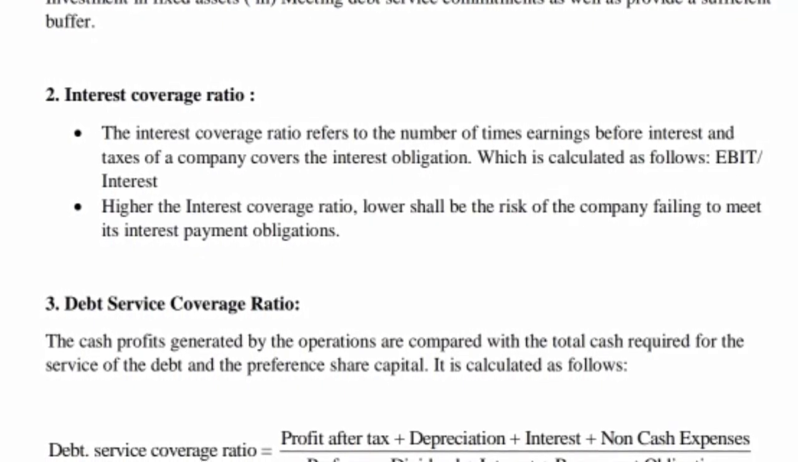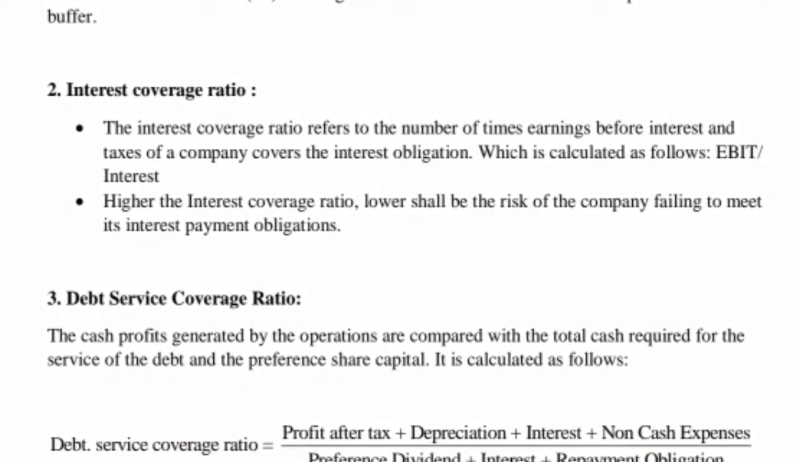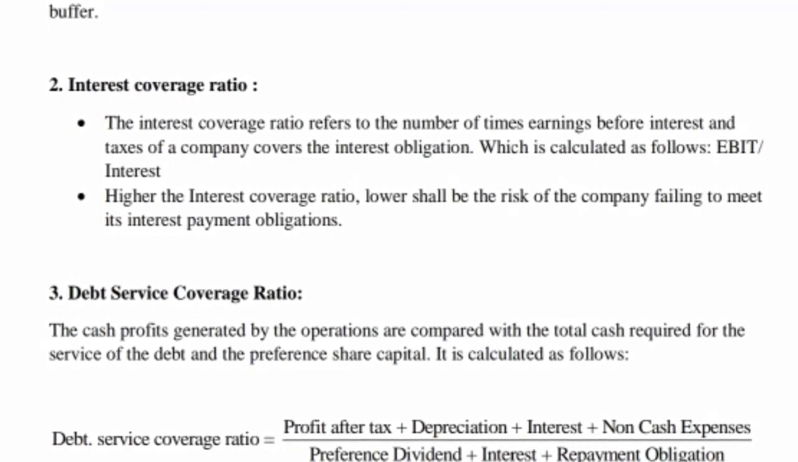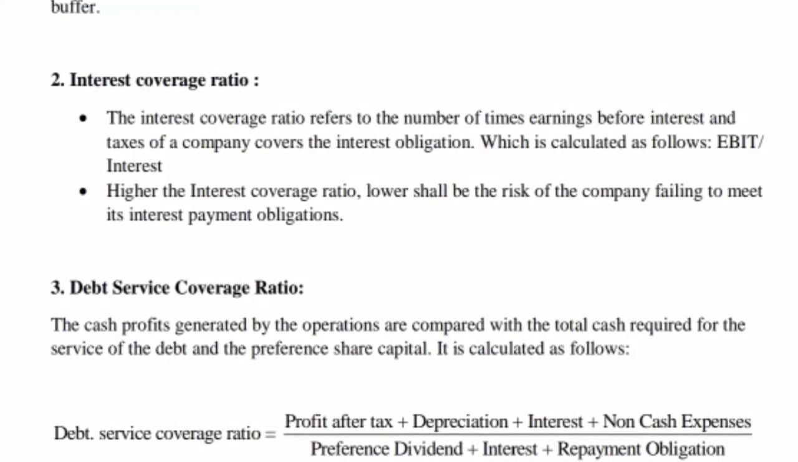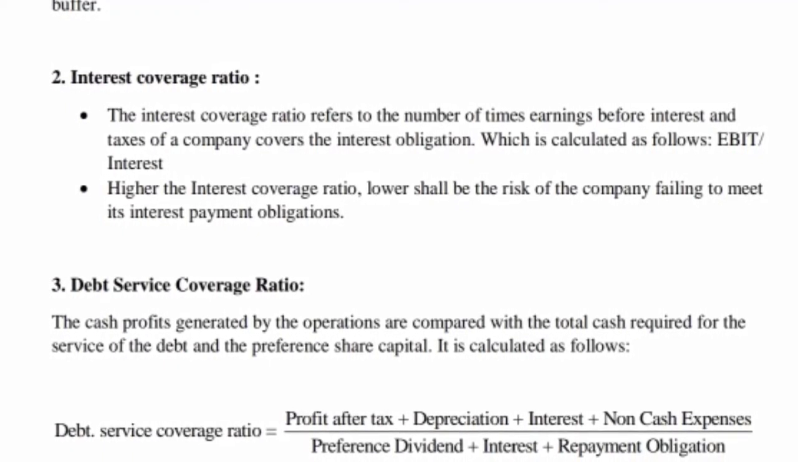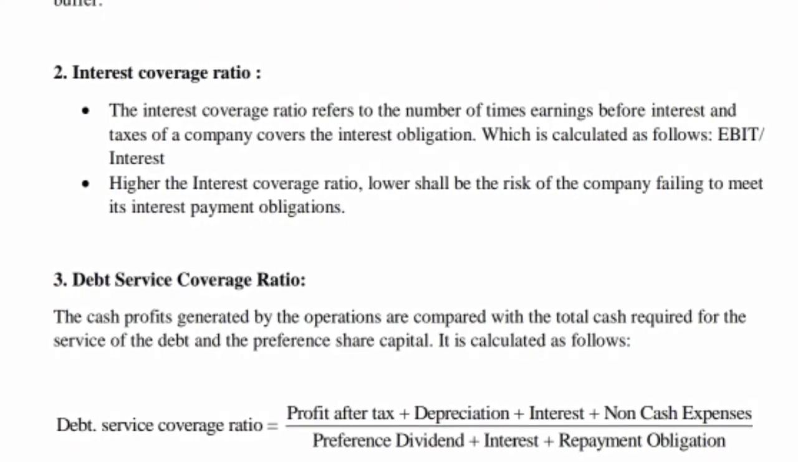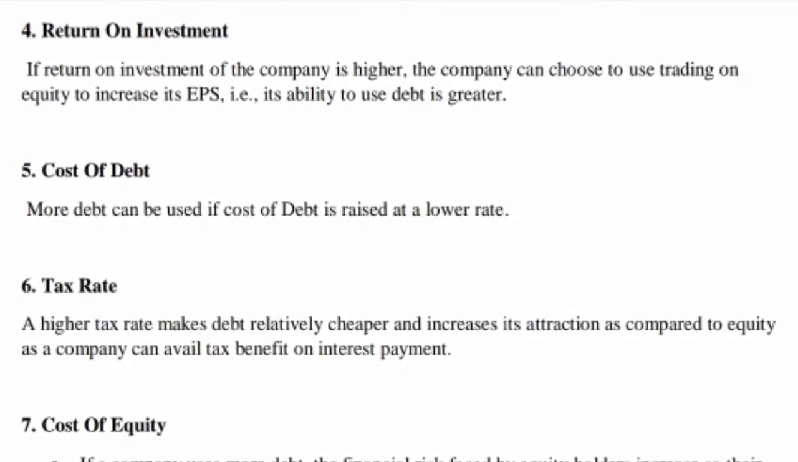3. Debt service coverage ratio. The cash profits generated by the operations are compared with the total cash required for the service of the debt and the preference share capital. It is calculated as follows: debt service coverage ratio equals profit after tax plus depreciation plus interest plus non-cash expenses, divided by preference dividend plus interest plus repayment obligation.